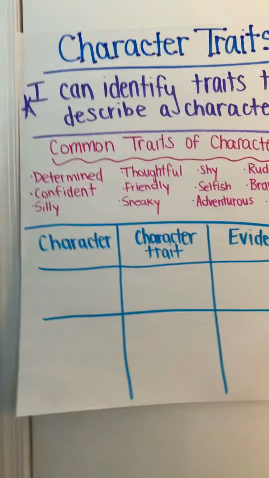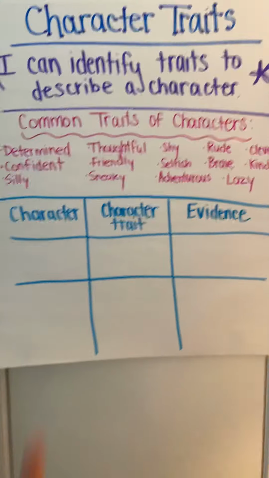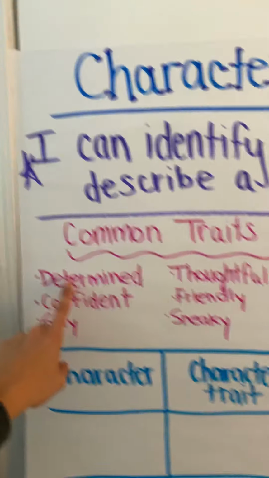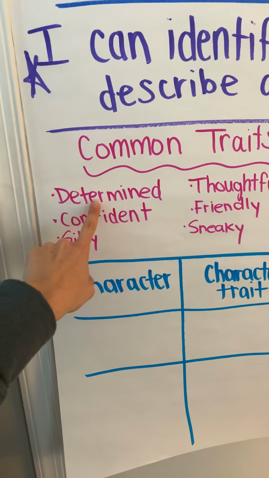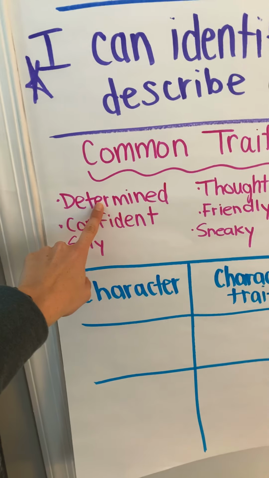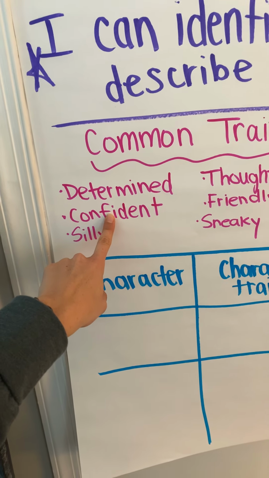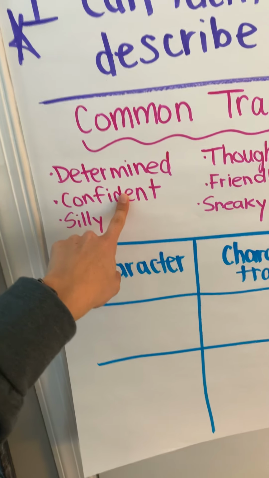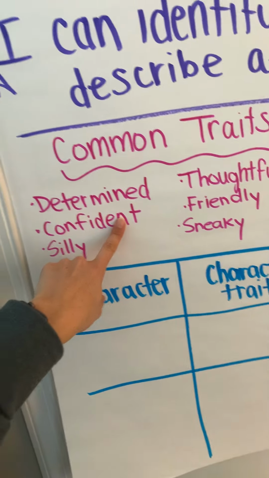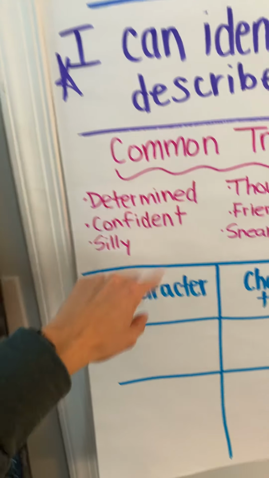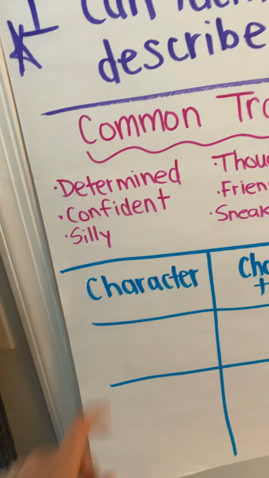So let's go over to the chart and look. I have some common traits of characters. A lot of times we see characters are determined. They do not give up. That's kind of like persistent, like we said about the pigeon. They're confident. That means they know that they are doing well and they have whatever their task is under control. They are confident in what they're doing.